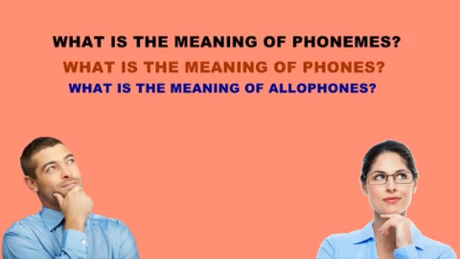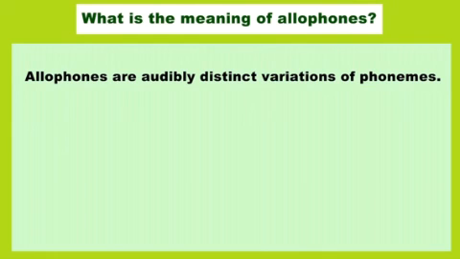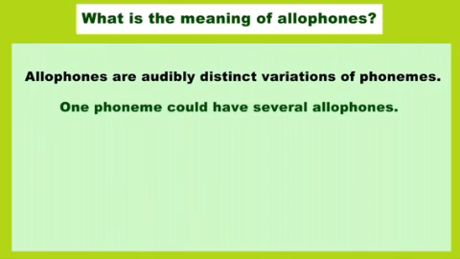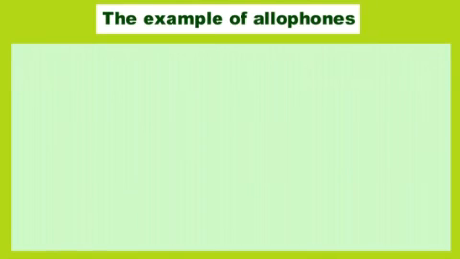The last thing that I am going to explain is about allophones. Allophones are audibly distinct variations of phonemes. They are a set of possible spoken sounds used to pronounce one single phoneme. One phoneme could have several allophones. Allophones are represented with brackets. Here is the example of allophones.